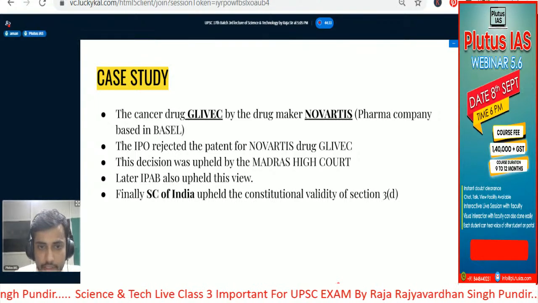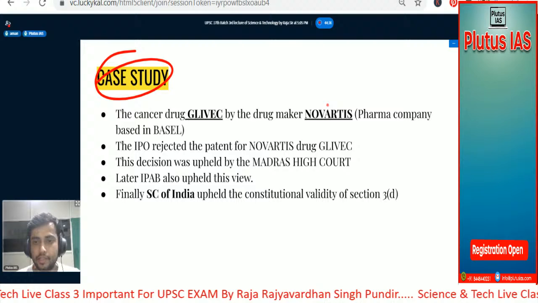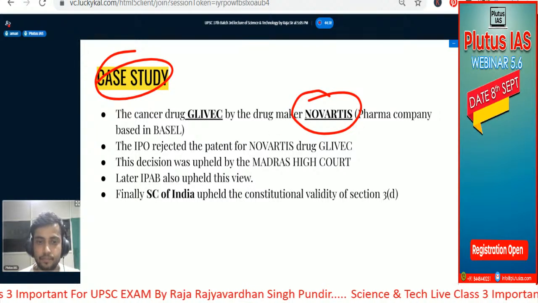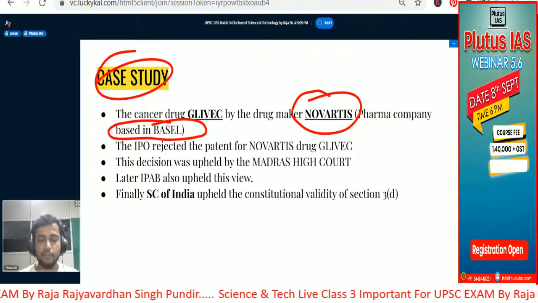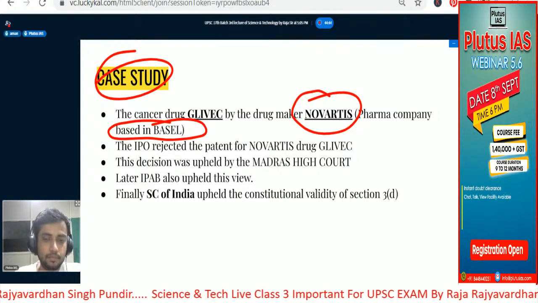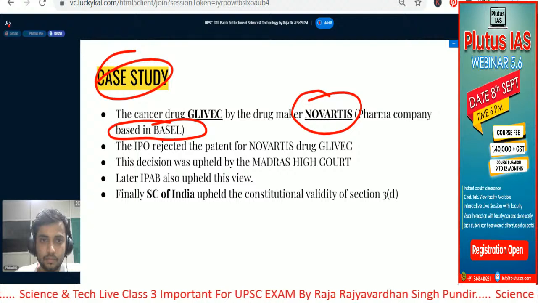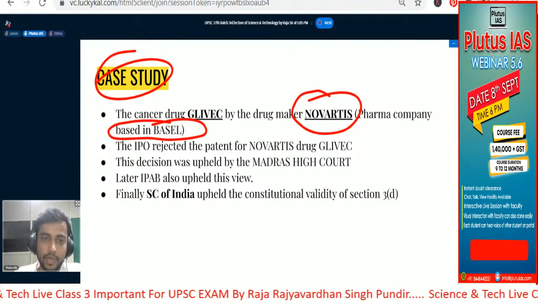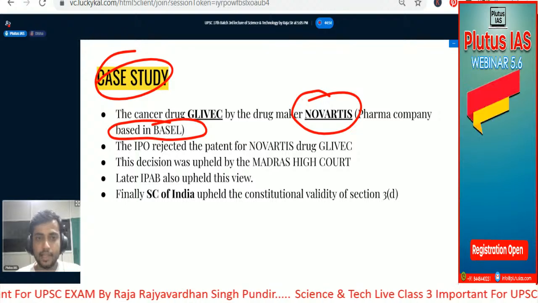So there was this case study. See, there is a company Novartis, and it is based in Basel. Can anyone tell me where Basel is? No, Basel is in Switzerland, not in Netherlands.